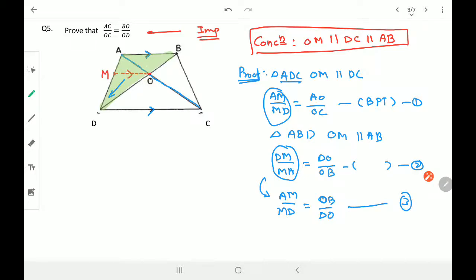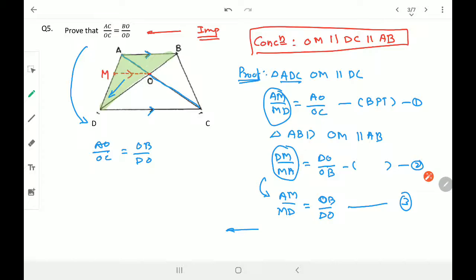From 1 and 3, what do I get? Understand it. From 1 and 3, if I look at this equation, I get AO upon OC clearly equal to OB upon DO. And that's it. That's what the required result is.